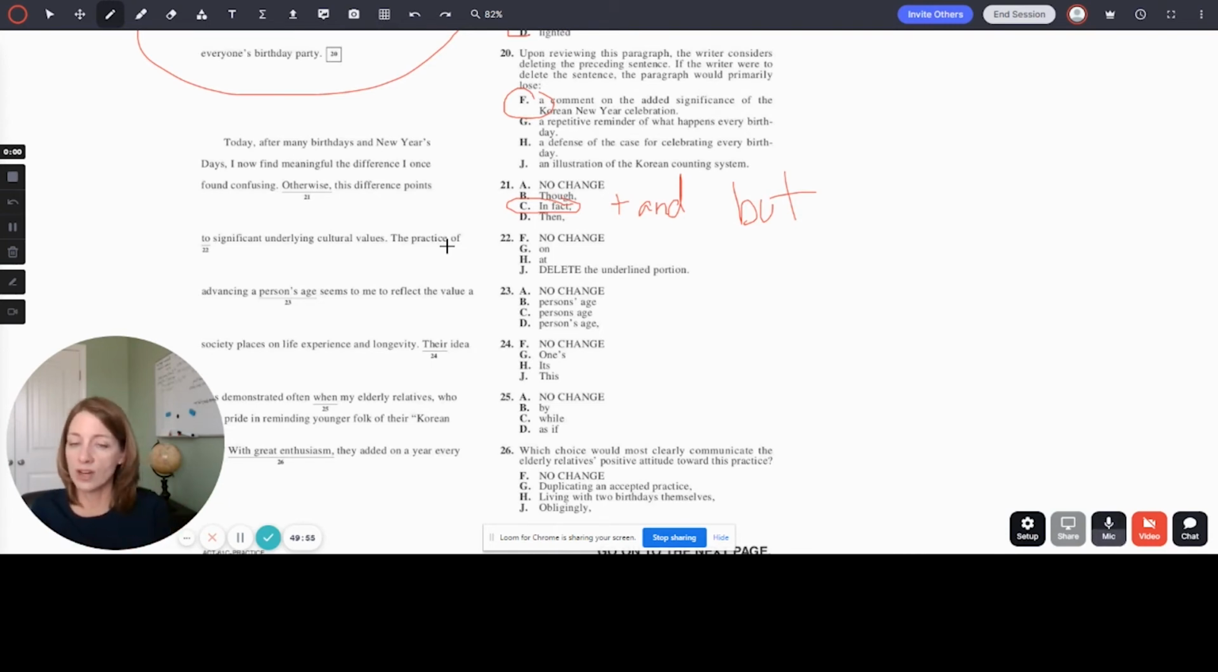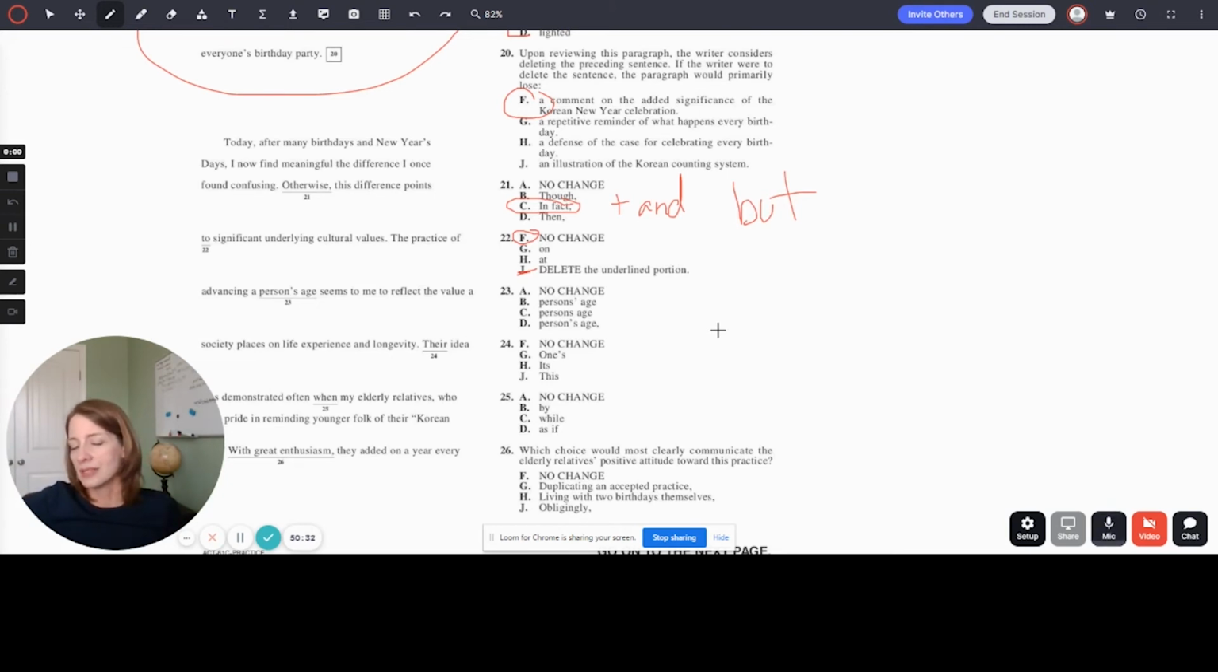This difference points on, this difference points. You can't say it without a preposition, that feels really weird. This difference points significant, no. Points to, points on significance, points at significant. This difference points at. The other one that would be a little tempting to me would be maybe at. So this one is F. It points to significant underlying cultural values.